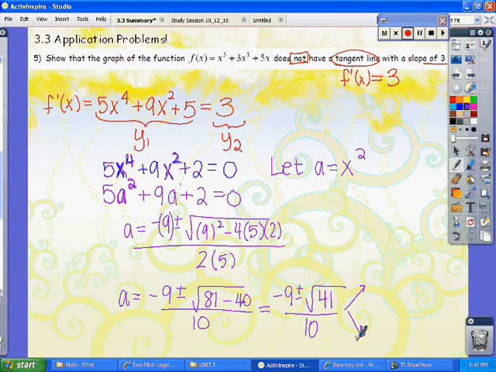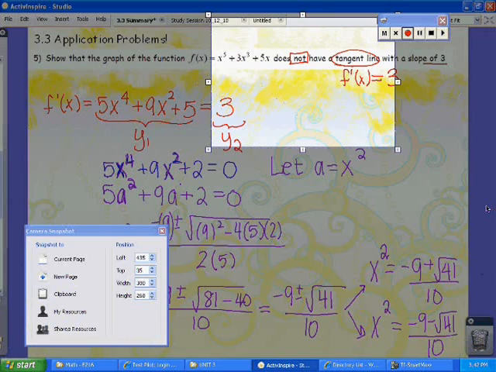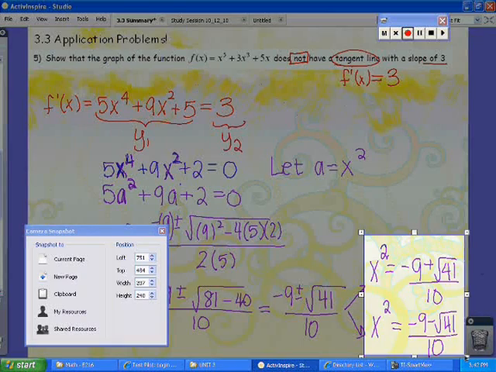So really what you're looking at is that x squared is equal to negative 9 plus the square root of 41 over 10. And you're also looking to see that x squared equals negative 9 minus the root of 41 over 10. Okay, so what I'm going to do is steal this piece right here to the next page so I have a little bit more room.